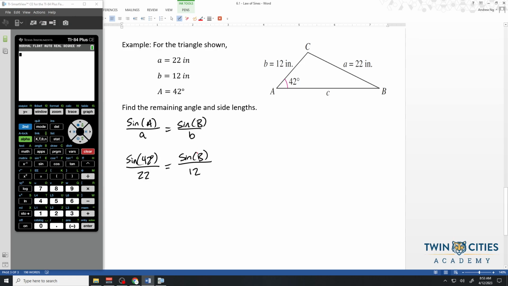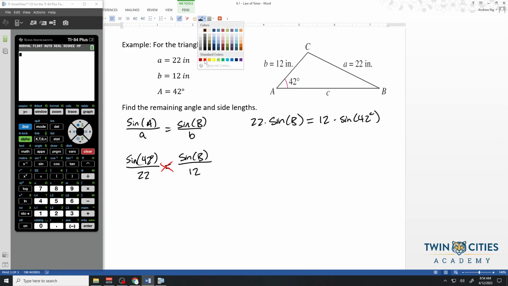Okay, I've got one unknown out of these four. We're going to cross multiply. This will be 22 times the sine of B is equal to 12 times the sine of 42 degrees. All right, then I want to solve for B. B is inside of this sine, and then it's multiplied by 22. So let's divide both sides by 22.